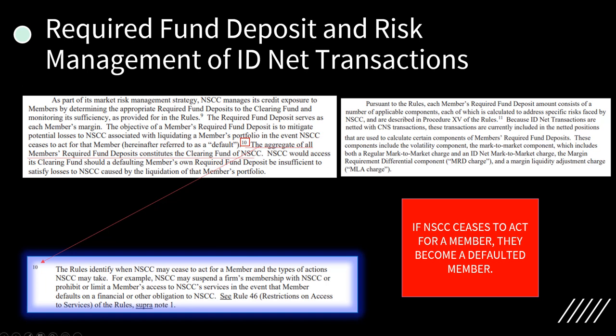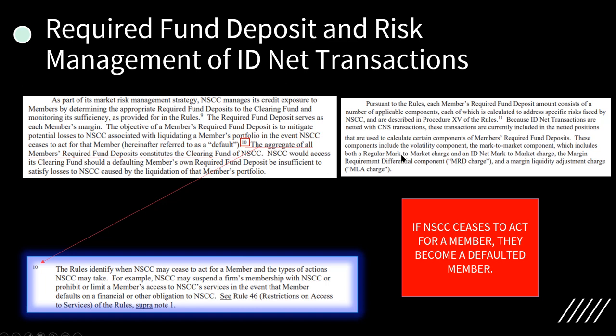So the Supernote 10 here says the rules identify when NSCC may cease to act for a member and the types of actions NSCC may take. For example, NSCC may suspend a firm's membership with NSCC or prohibit or limit a member's access to NSCC services in the event that member defaults on a financial or other obligation to NSCC.